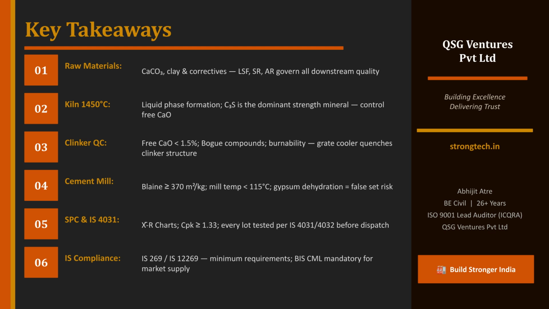Kiln operation at 1450 degrees Celsius maximizes C3S formation. Clinker QC requires free CaO under 1.5% and proper quenching. Cement quality demands Blaine fineness above 370, mill temperature below 115 degrees Celsius, and SPC compliance. Finally, BIS CML is mandatory for cement market supply.